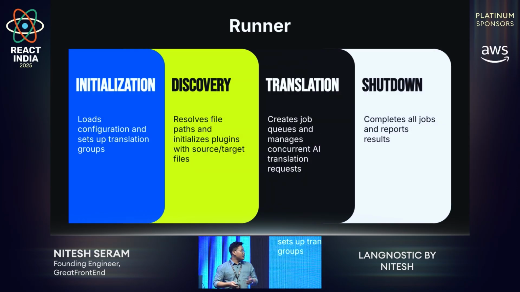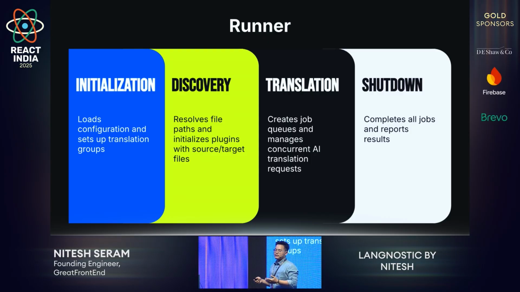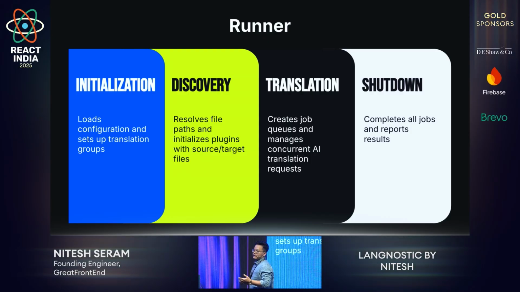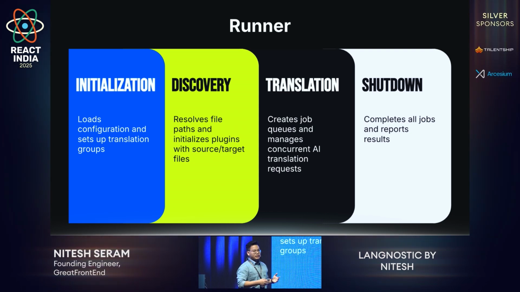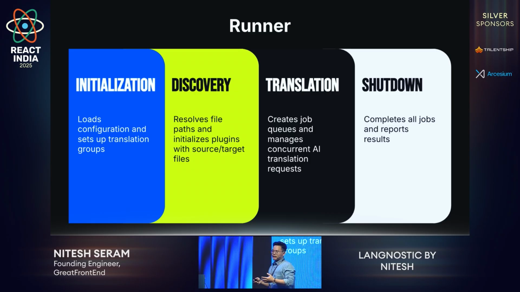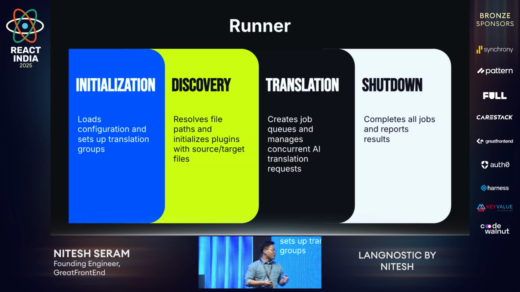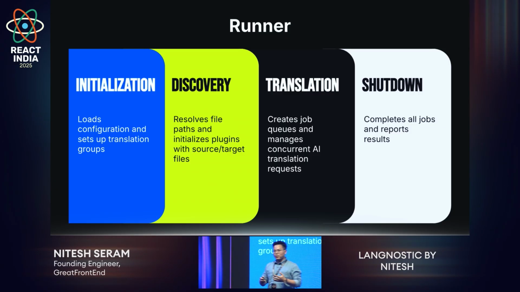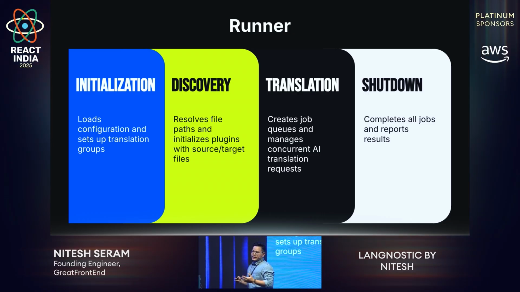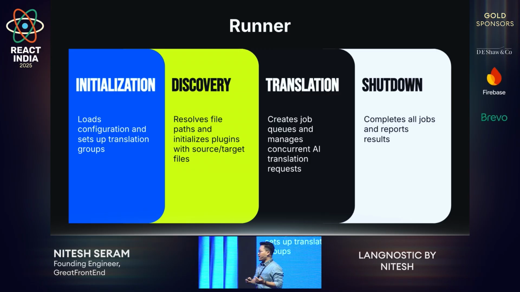Now, the runner does some of the core things. First of all, it loads the Langnostic configuration and sets up the groups in the config for translation. Then it discovers all the file paths, resolves them into actual files, and then initializes the plugin. Once that is done, it creates a translation job queue and manages all the concurrent AI translation requests. Once all the jobs are completed, it reports all the results back.